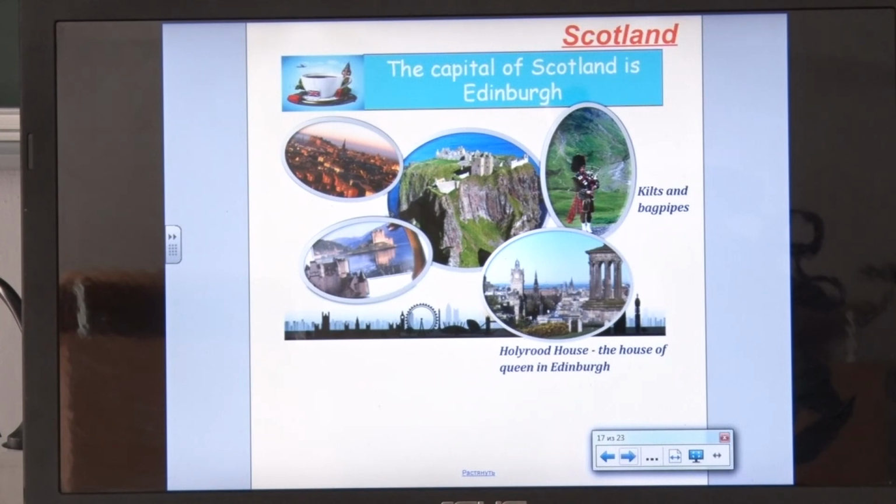The capital of Scotland is Edinburgh. Scotland is famous for its strict and severe climate. "My heart is in the Highlands, my heart is not here, my heart is in the Highlands with Burns and Shakespeare." These are the lyrics which proclaim Scotland. Kilts and bagpipes are part of the symbols of this Scottish nation. Holyrood House is the House of the Queen in Edinburgh.